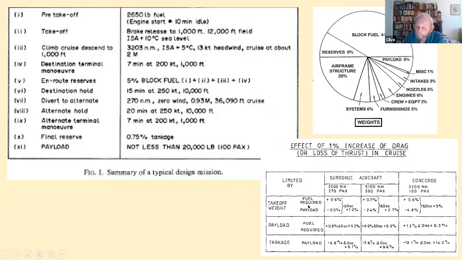The absolute variation or importance of these variations you can see from this bottom table. Well, I won't dwell on it too much, but by and large, the effect on a supersonic aeroplane is about twice what the same loss would be on a subsonic aeroplane. For example, if you're limited by takeoff weight, then a 1% increase in drag is going to cost you 2.4% payload. I can't read it because there's something else on the screen there, but it's about 5% in supersonics. So the whole thing is actually very sensitive.